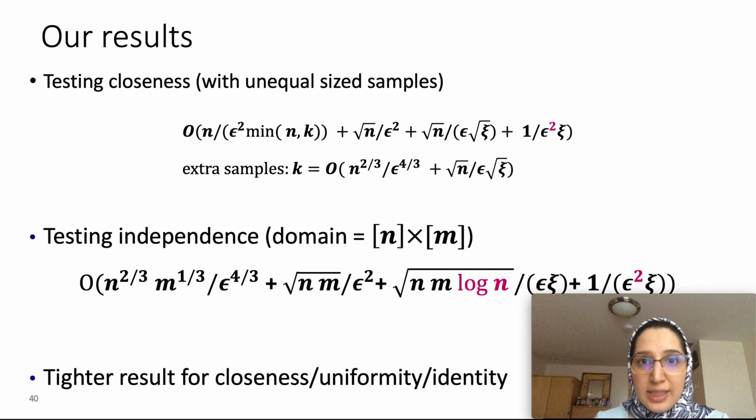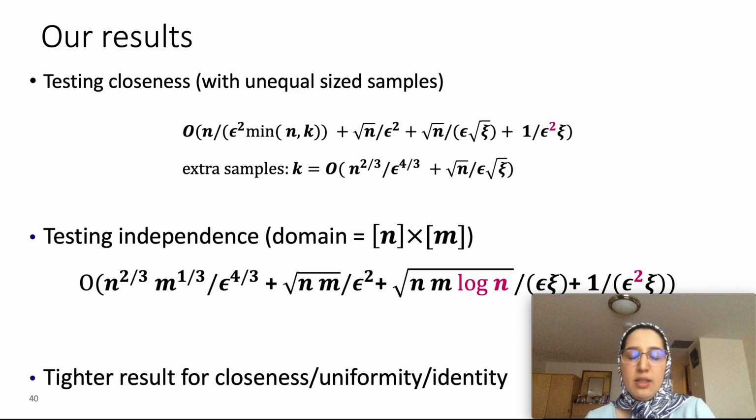So putting all of these pieces together, we get the results that I stated before for testing closeness with unequal size samples, independence, and also rederiving tighter results for closeness and uniformity in identity testing.